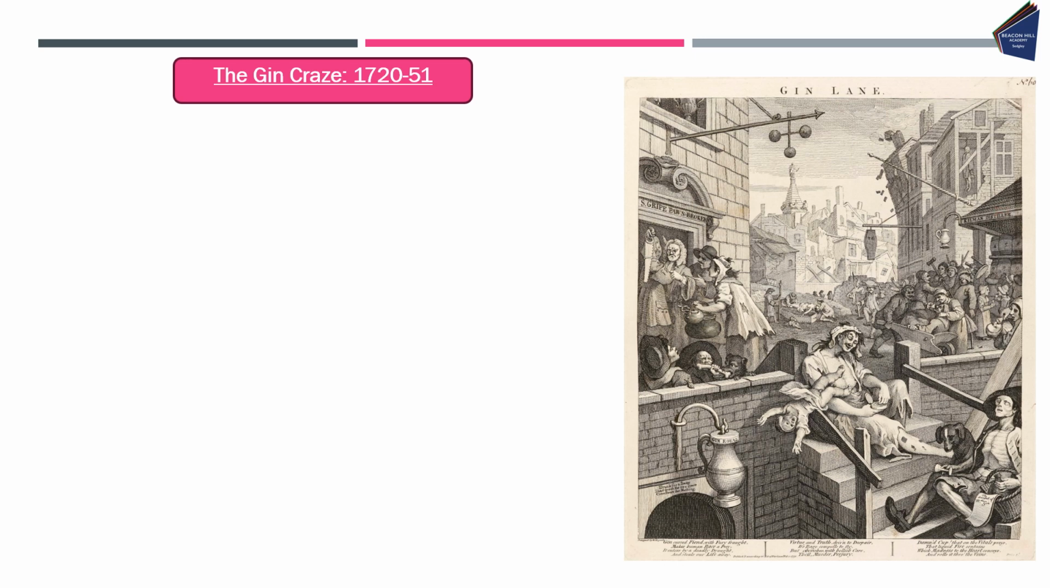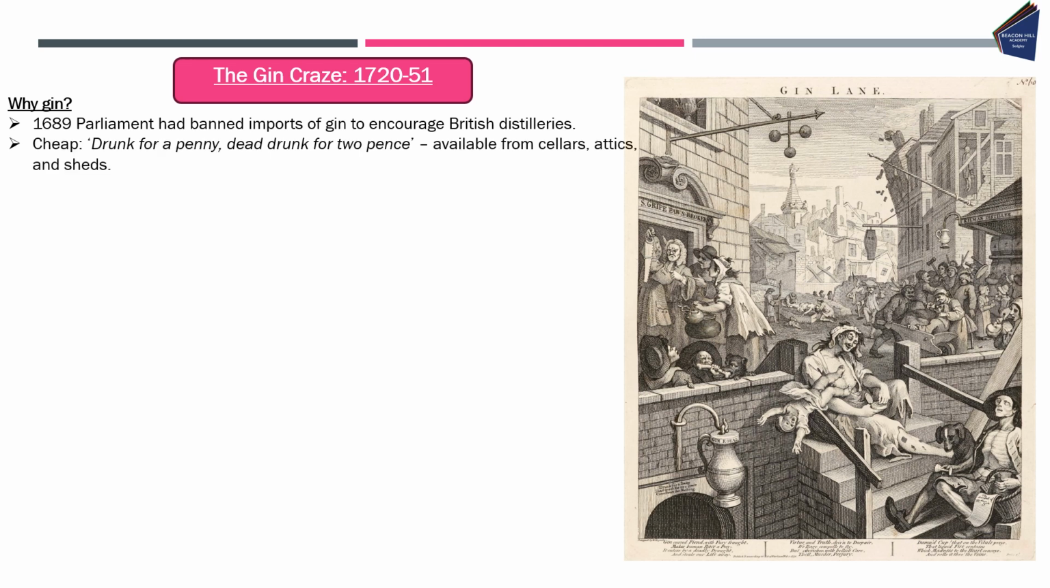So, first of all, why gin? In 1689, Parliament had banned imports of gin to encourage British distilleries. And what this does is make gin quite widespread, which reduces the price. As a result of this, you had advertisements from the time that stated things like drunk for a penny, dead drunk for 2 pence. Which really reinforced the fact that people were being encouraged to drink as much alcohol as possible and that it wouldn't cost you very much at all.